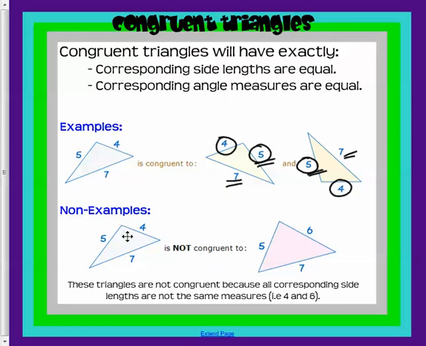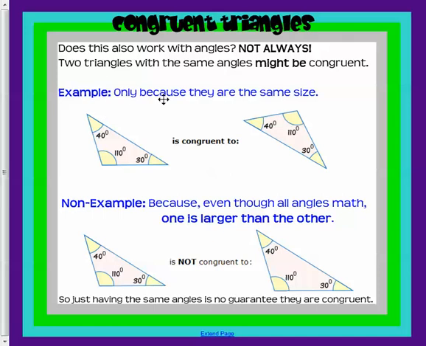This non-example shows, for example, angle 5 is the same length, but then all of a sudden we get angles 4 and 6 that are not the same. So these are not congruent. These triangles do not have corresponding sides at 4 and 6. This doesn't always work with angles, okay?